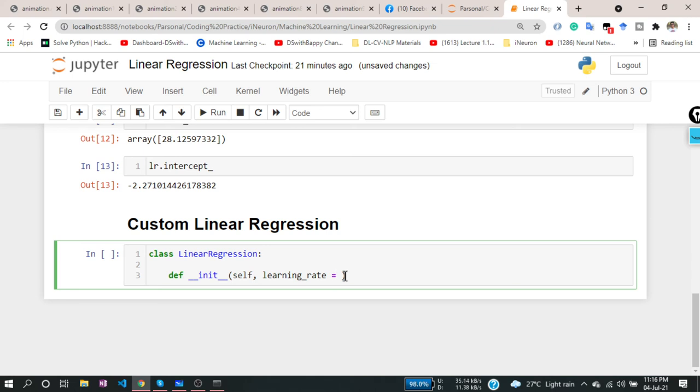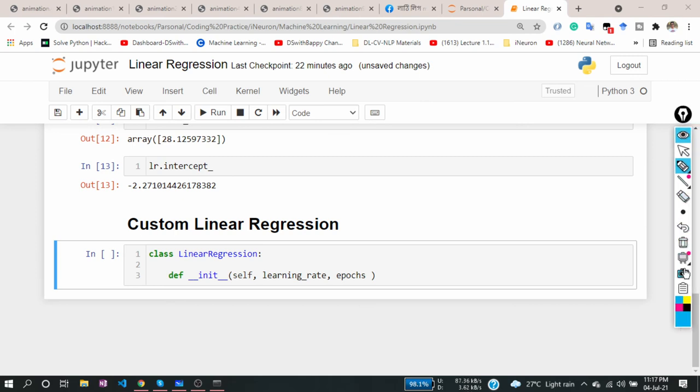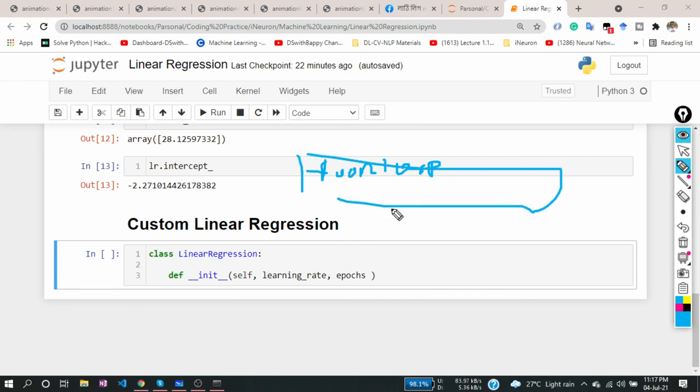Learning rate by default, I'm not giving anything. And let's say epochs. Epochs means the iteration, right? In deep learning, usually one iteration is one epoch. We do this epochs iteration to reach the gradient descent minimum. Epochs means you are trying to perform your for loops. How many times this for loop will be running.